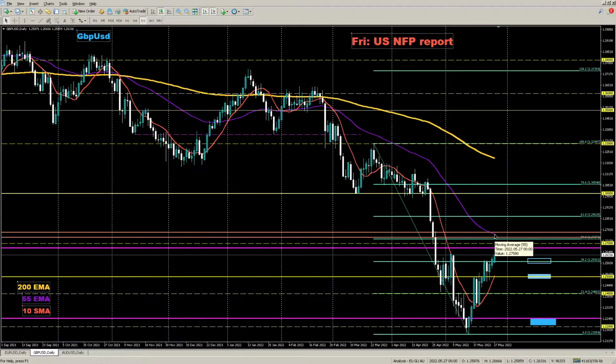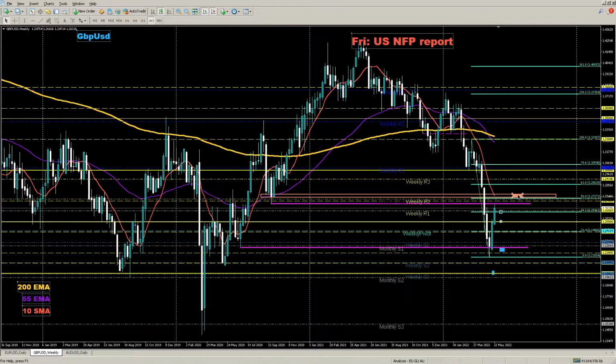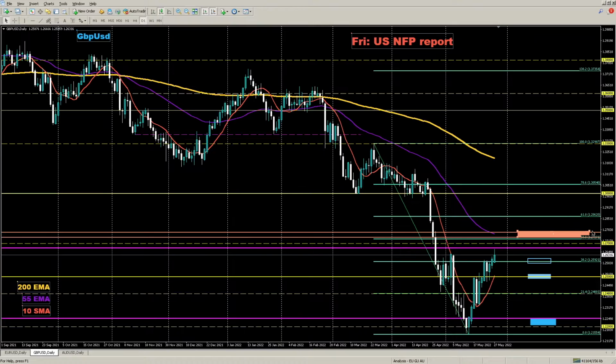And then the daily 55 is at 127.60 area. Okay, so that is still a significant resistance zone. Let's move this zone back.